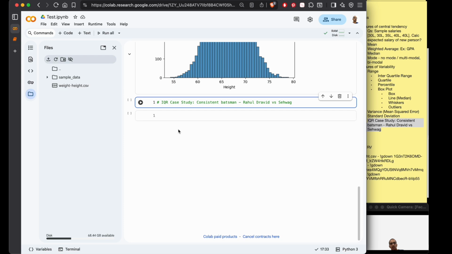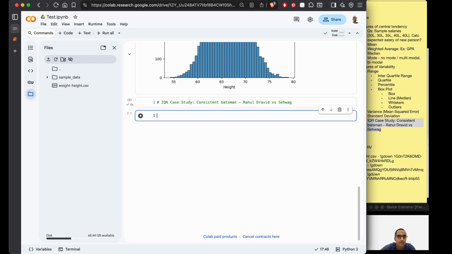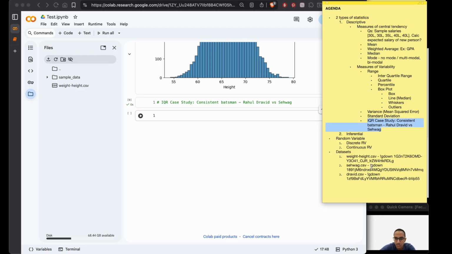But in general, we want to choose somebody who can reliably give us a certain number of runs every time, who reliably produces a consistent number of runs in every single one of his matches. So we have two datasets. We'll be looking at those two, and we'll finally conclude who is the more consistent player, right? So we'll now load the two datasets, first looking at Sehwag's dataset.